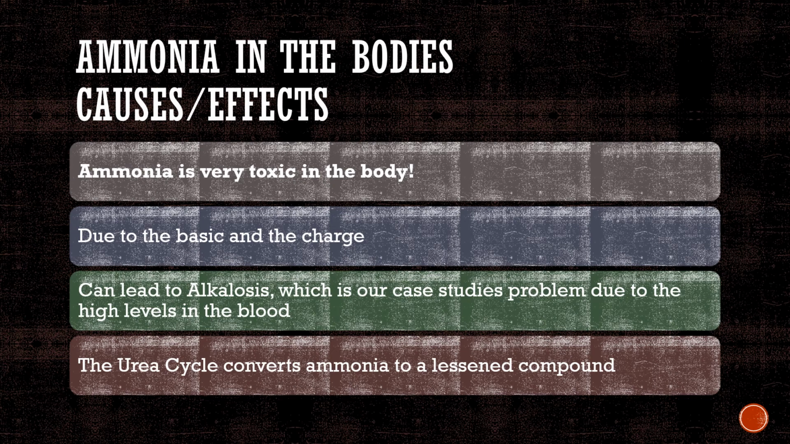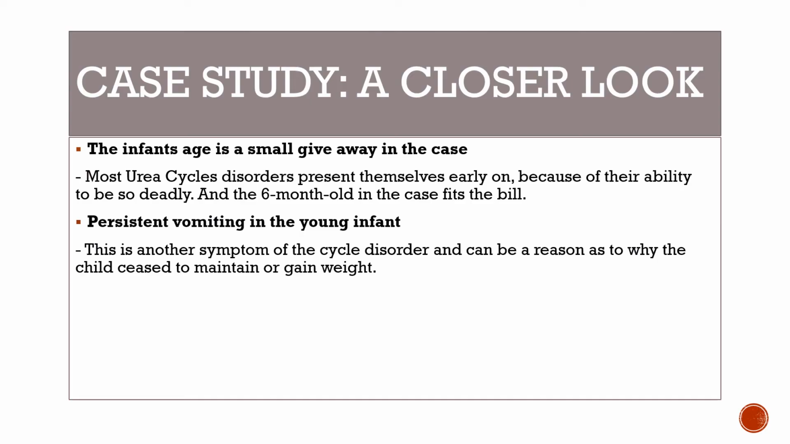So now we're going to look at ammonia in the body, what it causes and what its effects are. Like we said in other slides, it is very toxic in the body, due to its basicity and its charge. It could lead to alkalosis, which is what we're trying to figure out, and to problems at high levels in the blood. And we know that the urea cycle converts ammonia to a less harmful compound. So now we're going to take a closer look at the case study, and at the smaller instances that lead you to the overall problem.